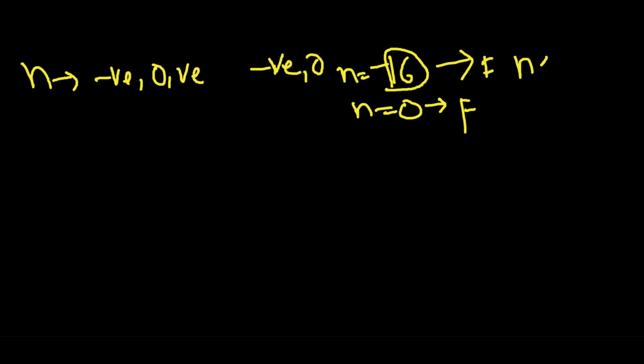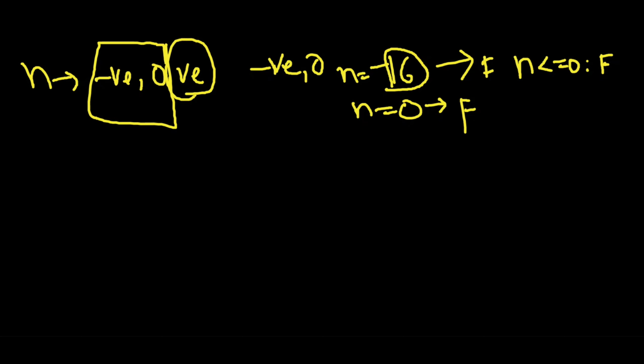Can we write: if n is less than or equal to 0, then we just return false? So we have eliminated both of these cases. Now let's see what if n is positive. Let's first check the divisibility condition. Let's say while n is divisible by 2, we reduce n by 2.